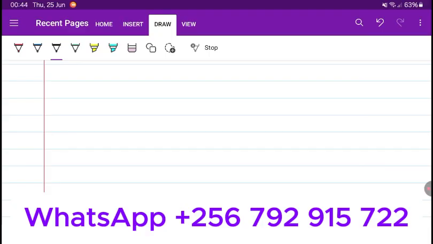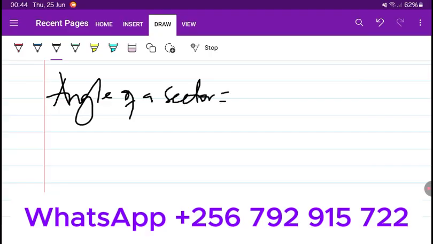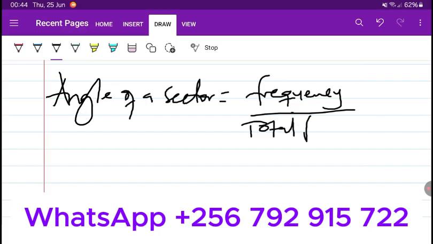So we said that we get the formula for us to get the angle when we want to look at the angle of a sector, and we said it is equivalent to the frequency over the total frequency times 360 degrees.